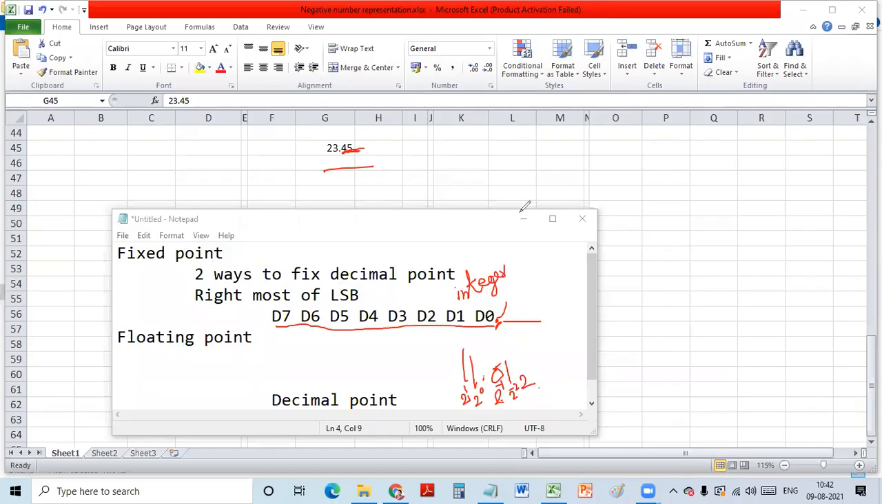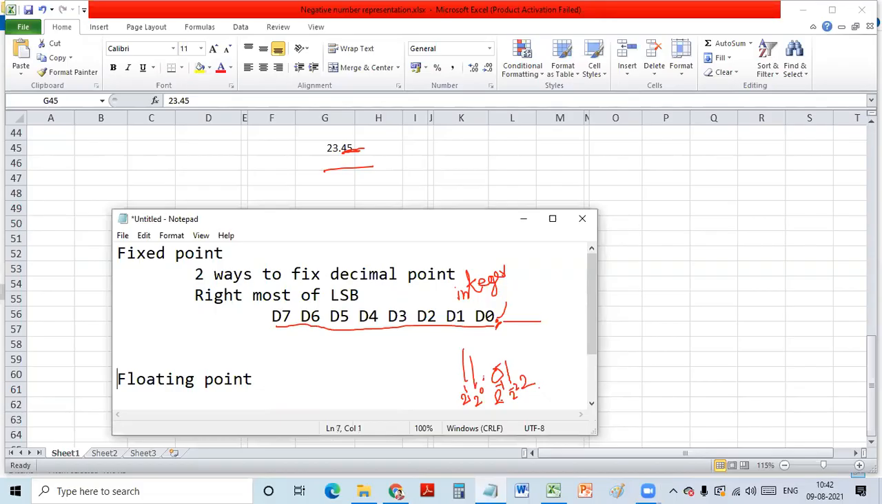Okay, and in the second way, my decimal point is represented at the right side of the most significant bit. Okay, right side of the most significant bit.